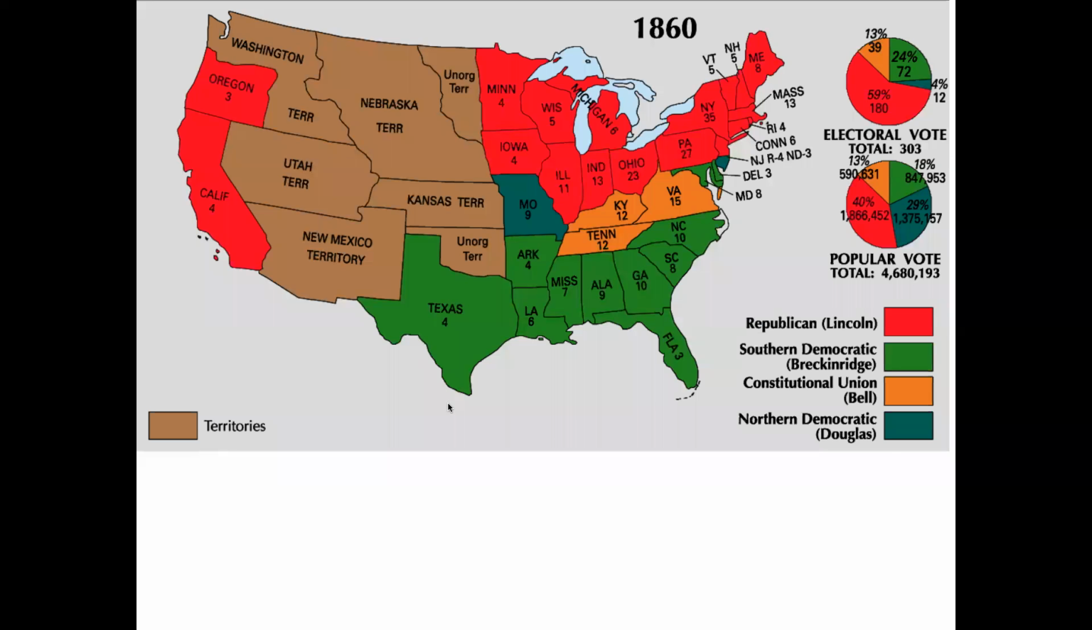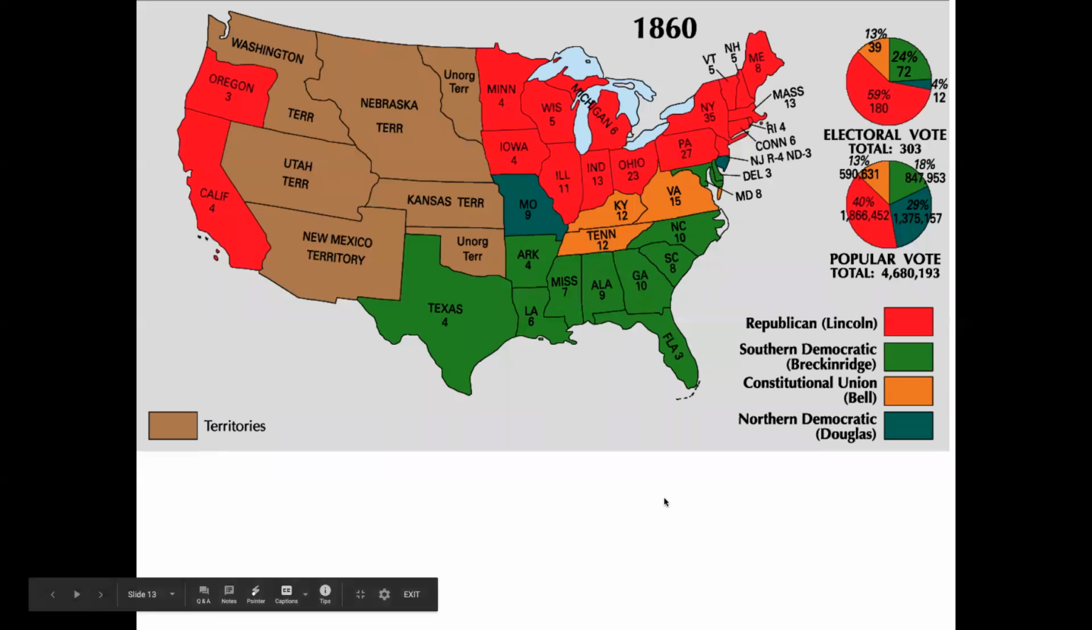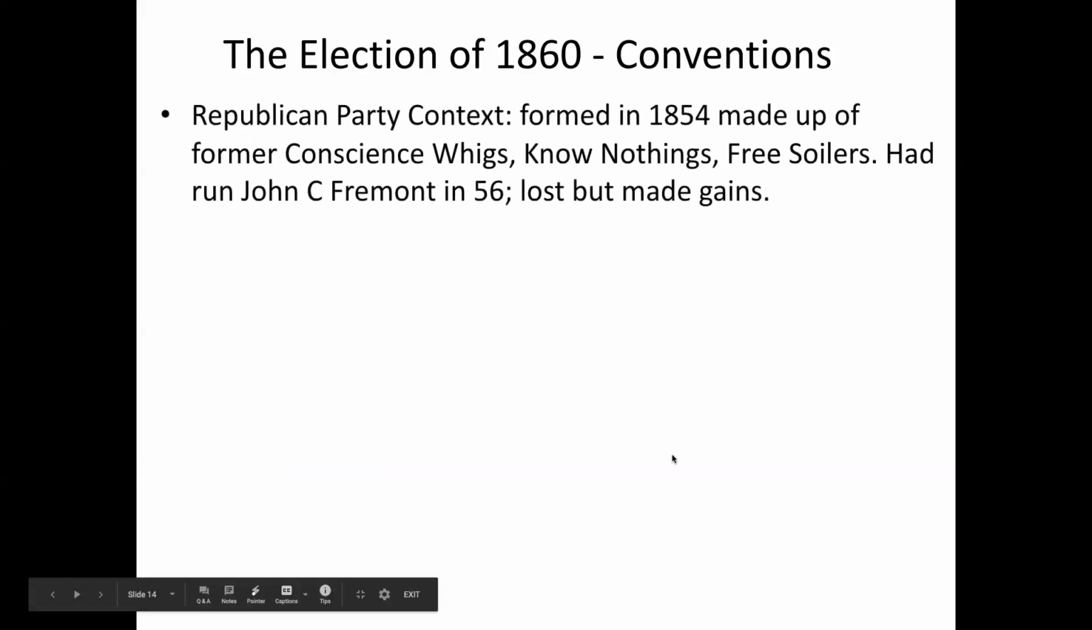Okay, we've made it to the final straw, the election of 1860. I think you can already tell from our election map here that this is kind of a mess. We're going to end up with four major candidates running, and so that's going to be one of the big reasons that Mr. Lincoln wins this election.